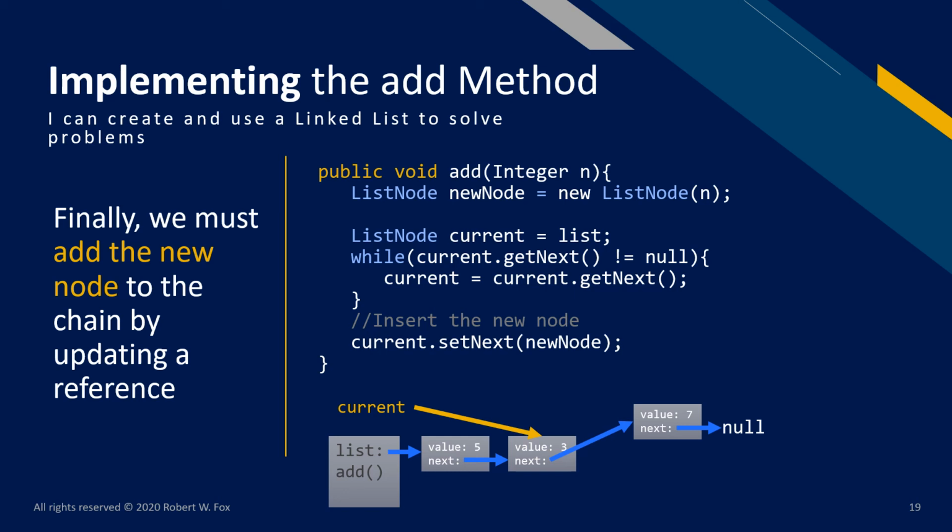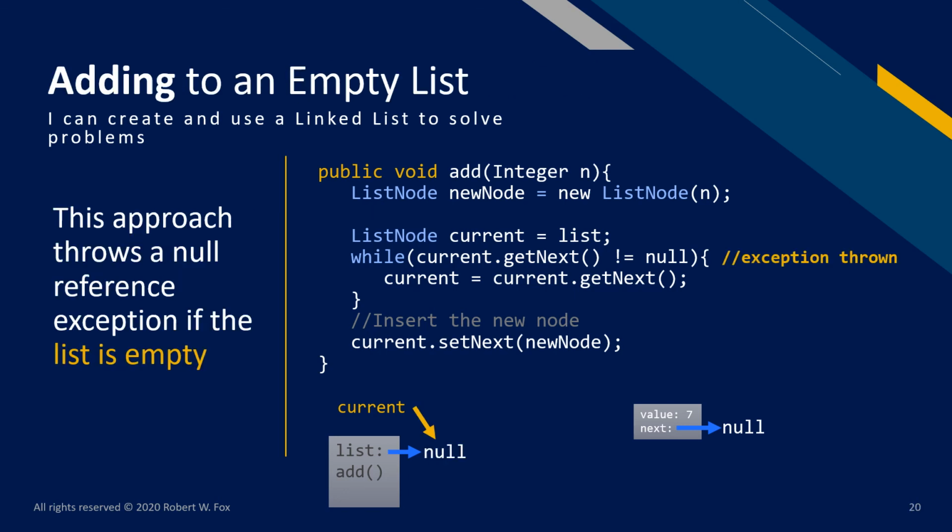So there were 3 steps, right? We made the new node, we walked down the list to get to the end point, and finally we inserted the new node at the end. At this point, our add method is basically done.